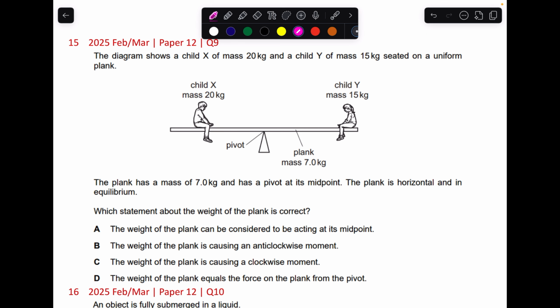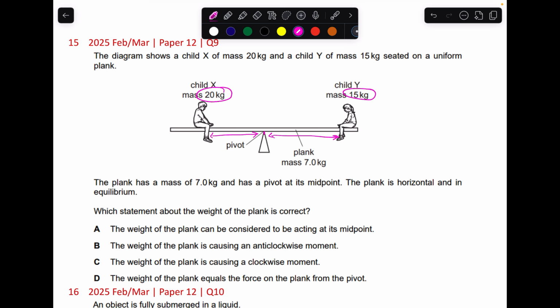Okay, how can we consider this thing? If you see, the plank is supported from the middle point, right? And both the children are stable, they are in equilibrium condition. Apparently, this distance is less, this distance is more, but where the distance is less, the mass is more, and where the distance is more, the mass is less.